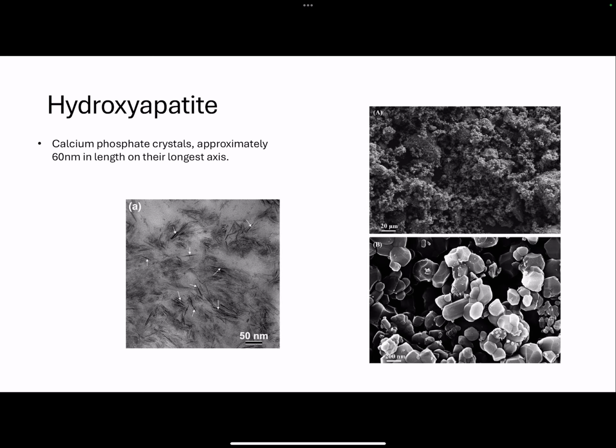Now looking at hydroxyapatite, remember I mentioned that that gap region is about 40 nanometers. That gap region is generally where we find hydroxyapatite. Hydroxyapatite is this calcium phosphate crystal. It's what gives bone its strength and its stiffness. And these crystals are about 60 nanometers long.